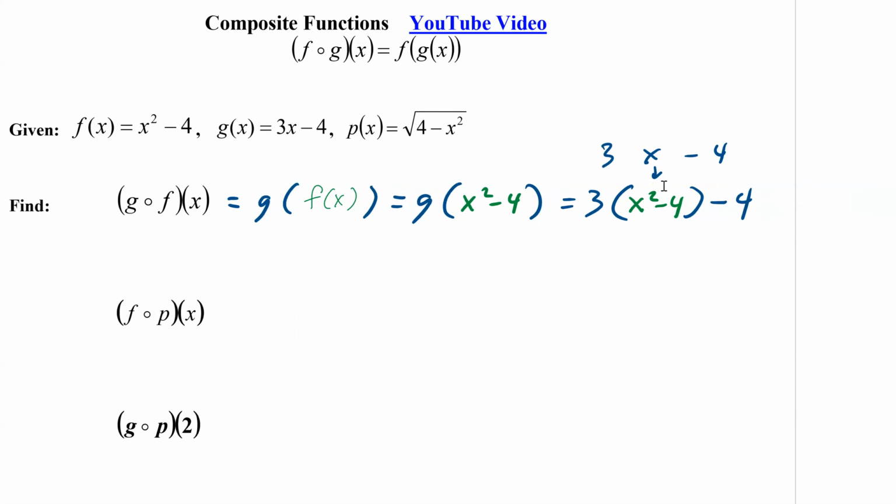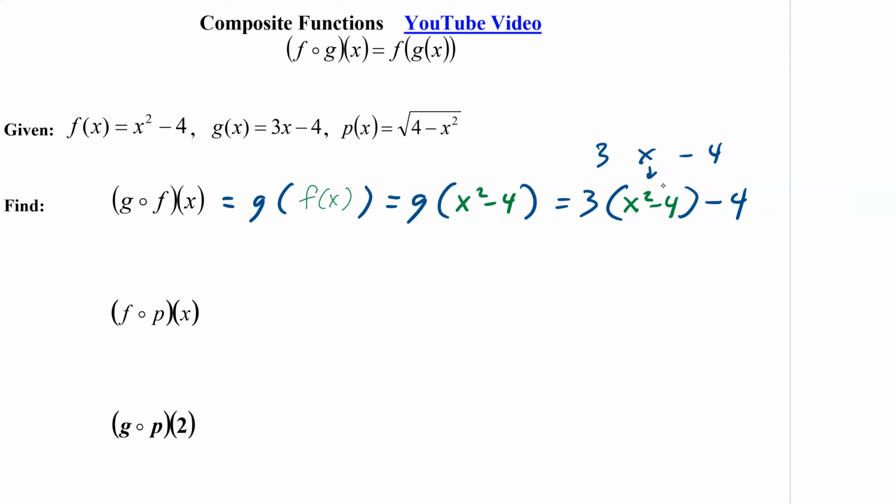We still have a little bit of simplifying to do. So if we distribute that 3, we get 3x squared minus 12 minus 4. And then that would give us 3x squared minus 16.